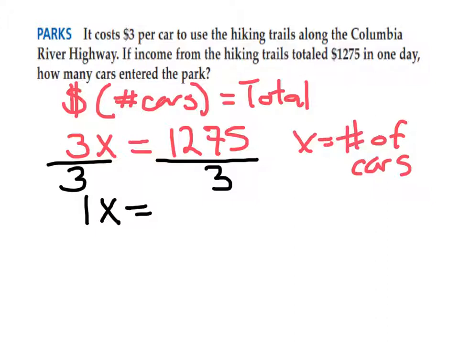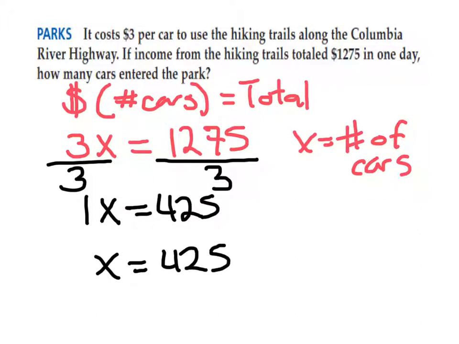1,275 divided by 3 is 425. Now my answer is x is equal to 425. You can have the 1 or not the 1 in front of your x. And I'm looking over here, and x is supposed to be the number of cars, so it's 425 cars.